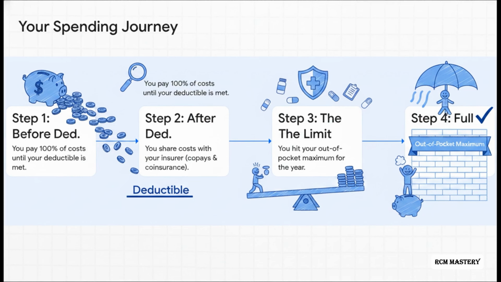So let's quickly trace that whole spending journey. You start the year paying 100% of your costs until your deductible is met. Then, you move into the cost-sharing phase with your insurer. And if your medical needs are high and your spending eventually hits that out-of-pocket maximum, you reach the final stage. From that point on, your insurer covers everything. It's a vital protection against truly catastrophic medical bills.